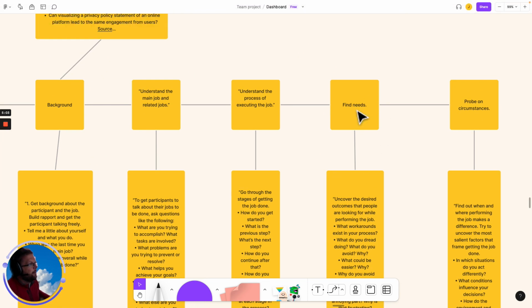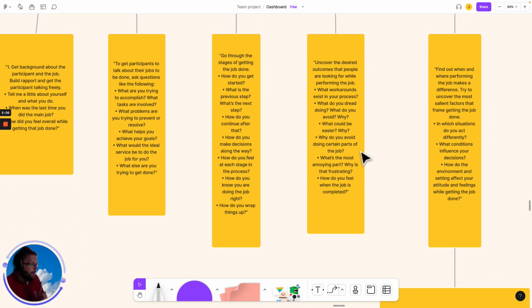Then we need to find our needs, right? This is an excellent spot, especially in the security space. What workarounds exist in your process? They all know them, and it's important to approach this sensitively and delicately, right? And then ask them too, what do you dread about doing? Why do you avoid it, right? What could be easier and why? Why do you avoid certain parts of doing those jobs? What's the most annoying part? What is frustrating? And how do you feel when that job is completed? These are really good questions to ask. Don't just ask them mechanically, right? Assess the conversation as you're going, but these are wonderful questions to start to understand your customer's problem.